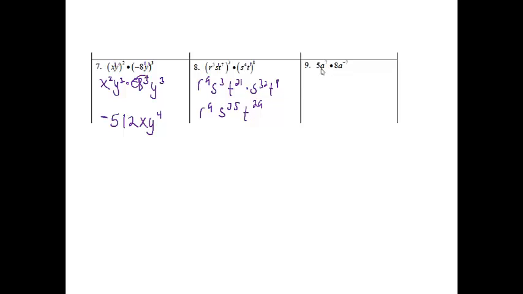All right, and the next part, we're going to multiply the normal numbers. So 5 times 8 is 40, and then I'm going to take my a's and I'm going to add the exponents. So 7 plus negative 7 is 0, so I'll get a to the 0. We did find out that anything to the 0 power is equal to 1, so 40 times 1 will give me 40 is my answer.